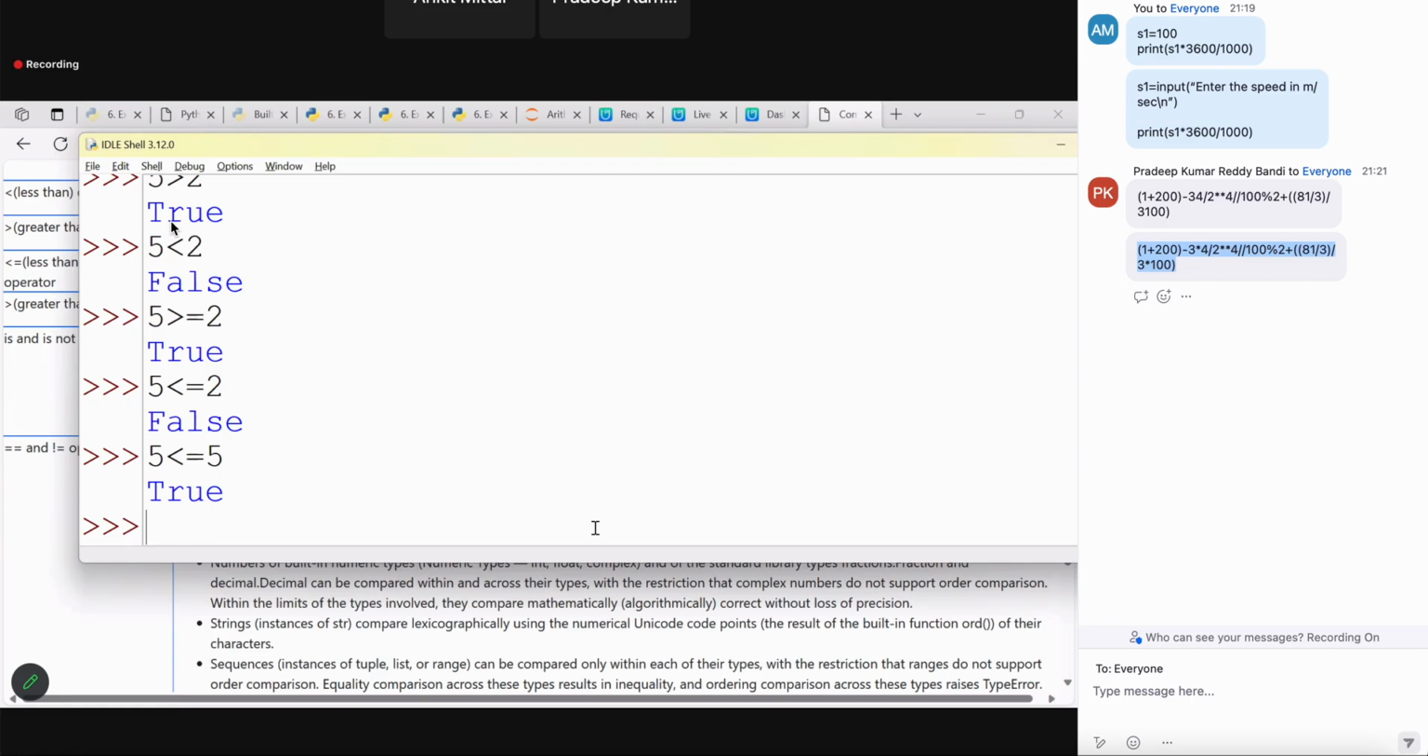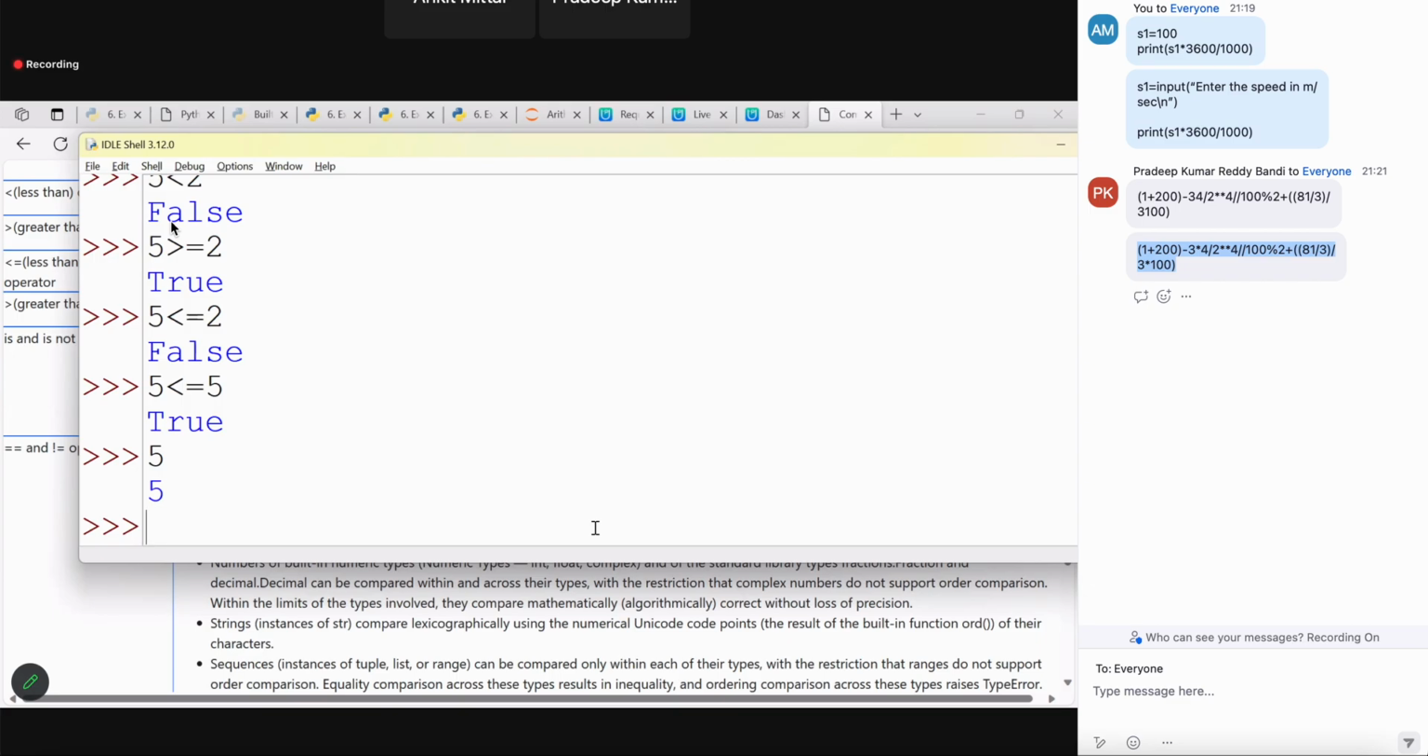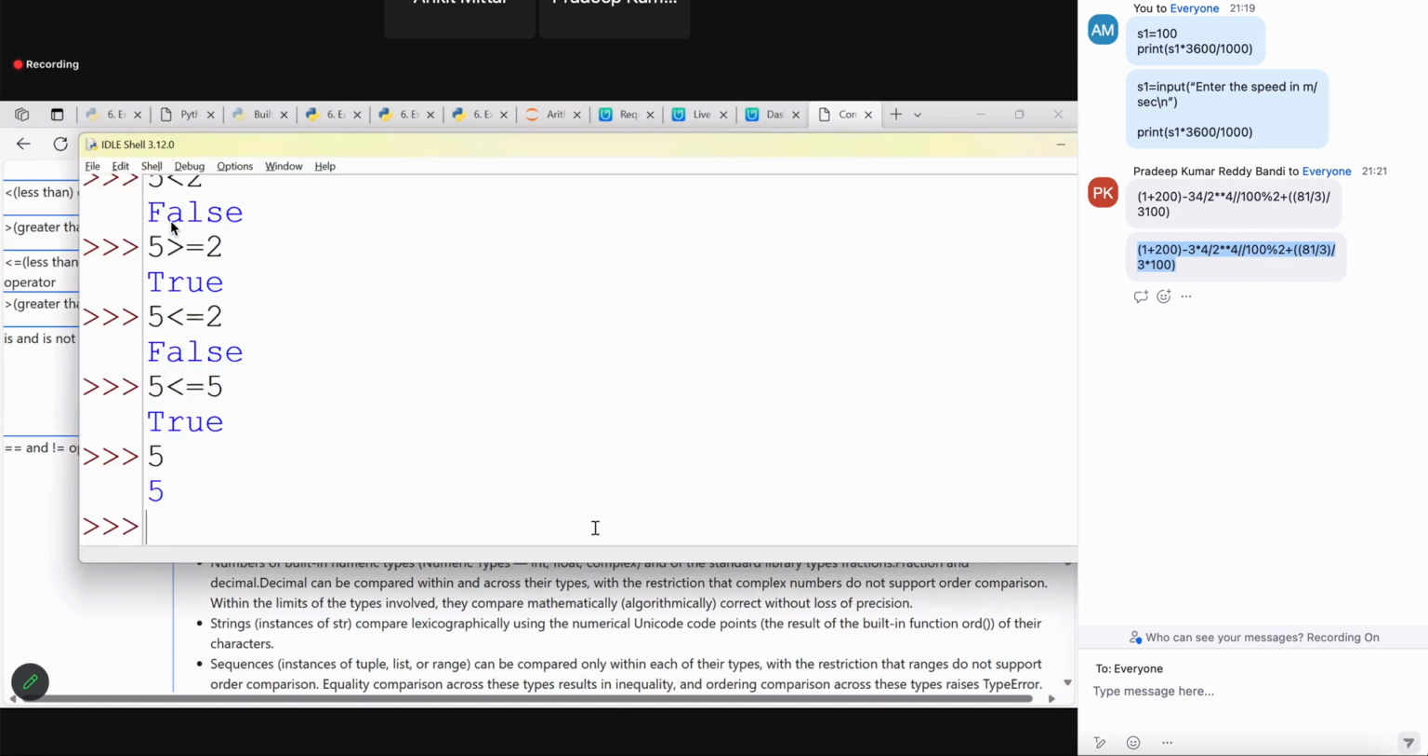Based on how you think mathematically, you'll get the output. If it is a true statement, it will give true, or else false. Three things are stored for an object: one is the object's value, another is the object's type, and the third is the object's ID. There is something called the id function.